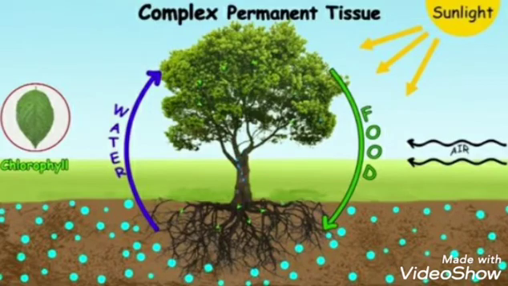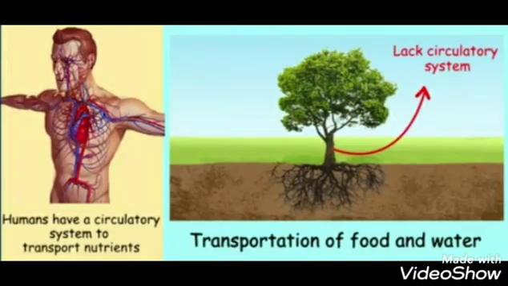Hello students, today we will study about the complex permanent tissues. Like any other living thing, plants also have the requirement of food and water. The transportation of food and water is a very important function in plants, which includes even the highest and lowest parts of the plant. But unlike human beings and animals, plants lack a proper circulatory system to provide all the nutrients to its parts.